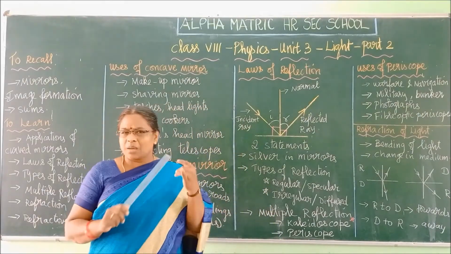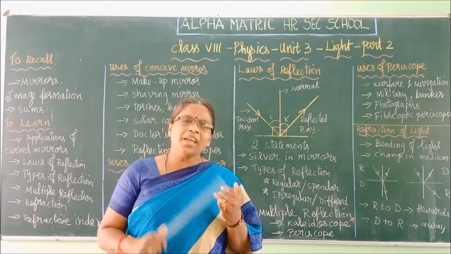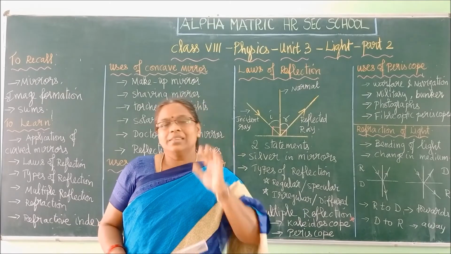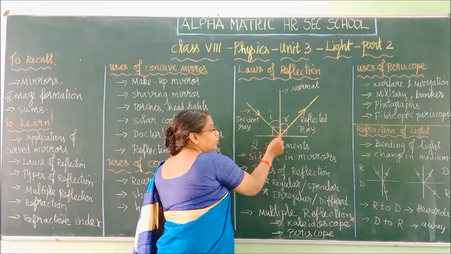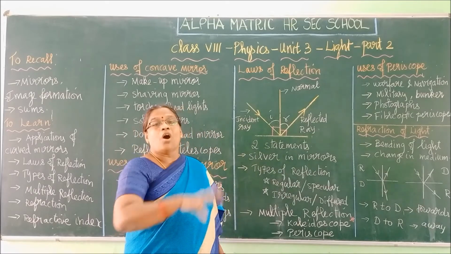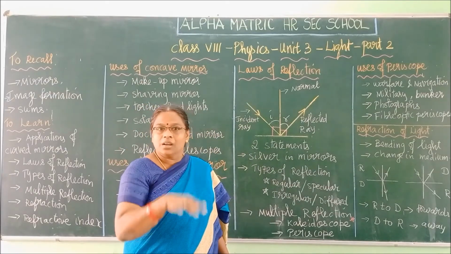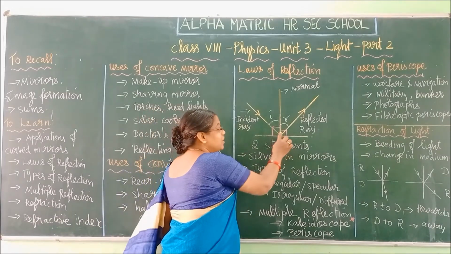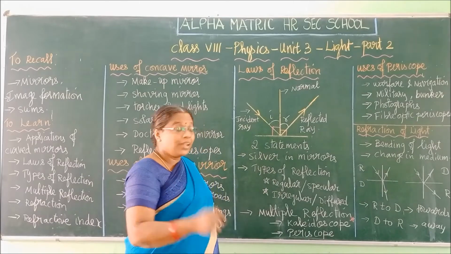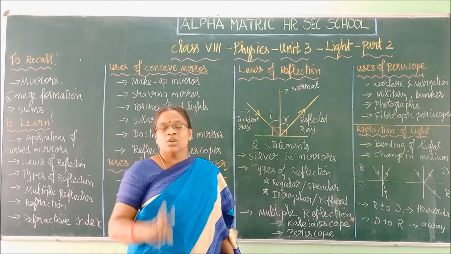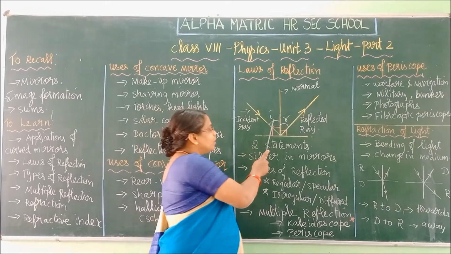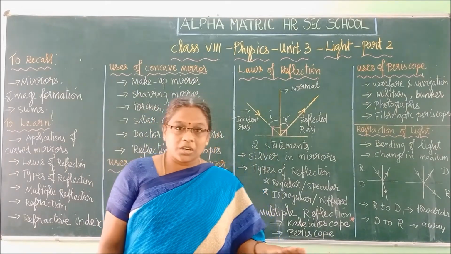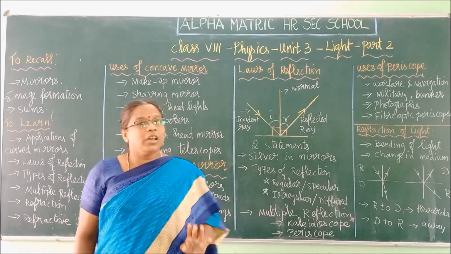Now what are the two laws? Very important question. Number one, the incident ray, the reflected ray and the normal at the point of incidence lie together. Here only, this is the point of incidence. So what are the three things? Normal, incident ray and reflected ray. So where do they meet? At the point of incidence. What is the second law I told? The angle of incidence and the angle of reflection are one and the same. It is equal. Clear children? Remember these laws. We are going to learn this again.